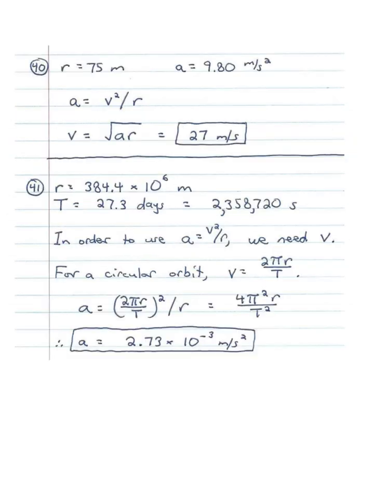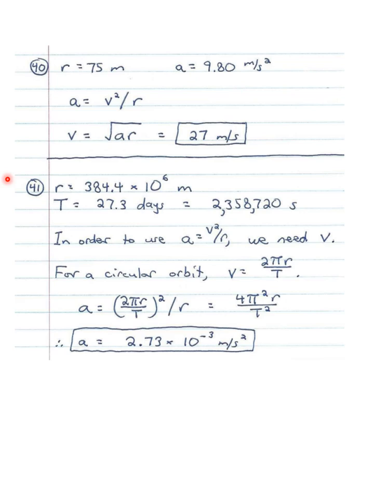Number 40 is one of uniform circular motion. How fast would a car have to round a 75-meter radius turn for its acceleration to be numerically equivalent to that of gravity? Here we have the radius 75 meters, acceleration 9.80 meters per second squared. And we need to solve for velocity. So it's just a matter of taking the acceleration equation, a equals v squared over r, solve it for v, so v equals square root of ar, and you get 27 meters per second.